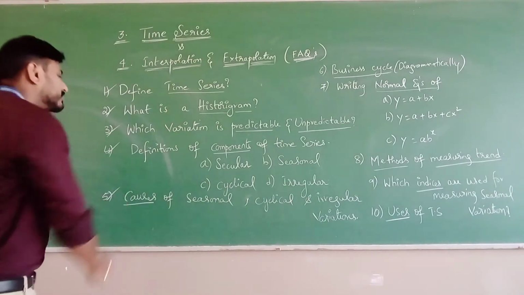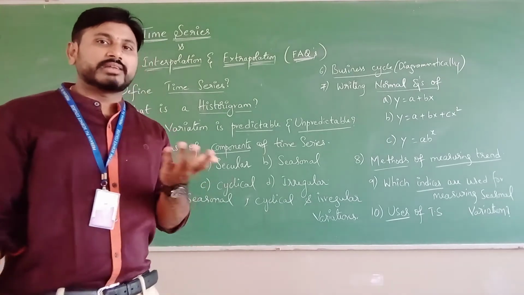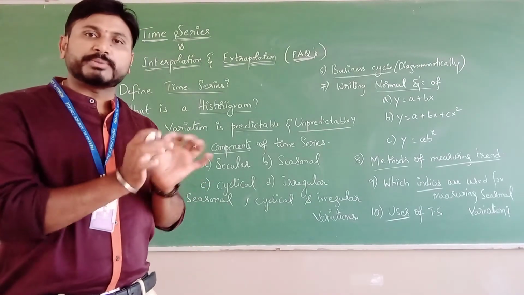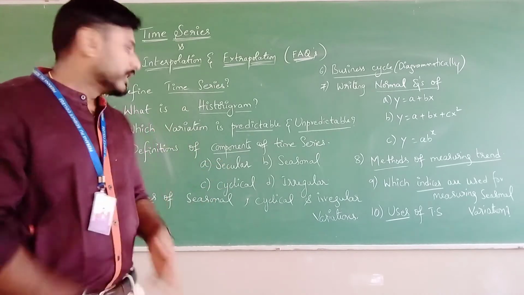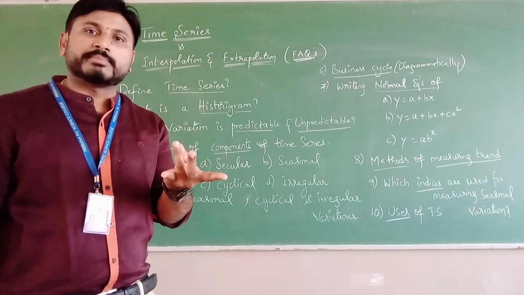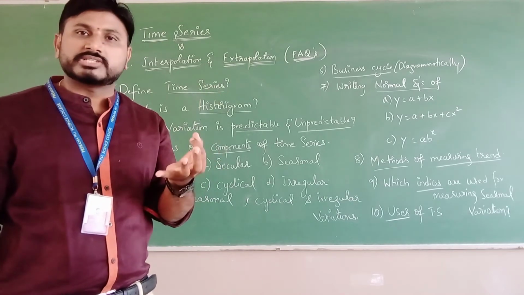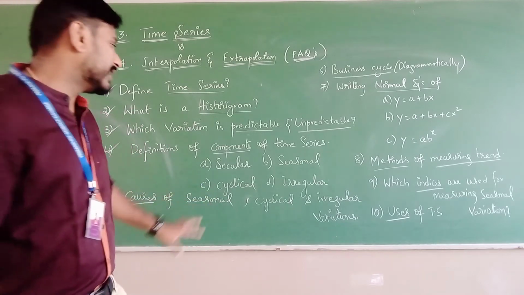Next, causes of seasonal, cyclical and irregular variation. For seasonal variation, as you all know, it's a short term, periodic and regular variation, right, which falls within 1 year. Seasonal variation causes generally are traditions, habits, customs, climate conditions, weather conditions. All these are the causes of seasonal variation.